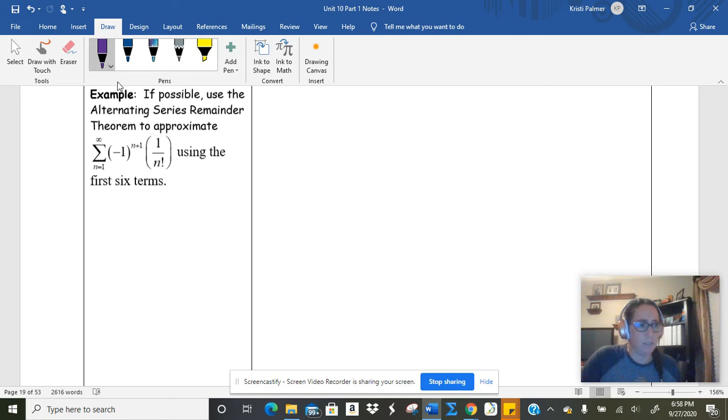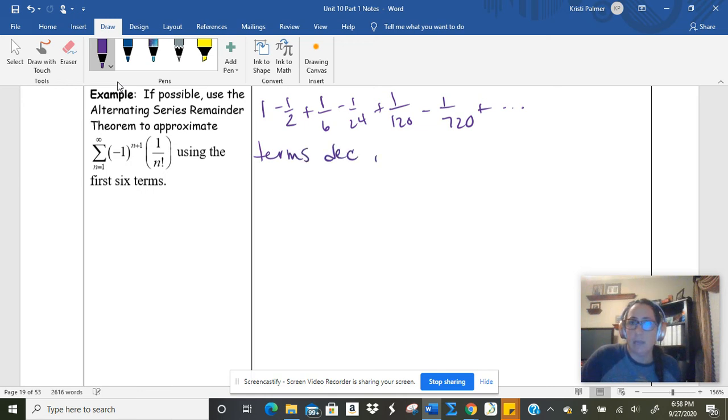So let's just write out some of the terms then. We have 1 minus 1/2, plus 1/6. 4 factorial is 24, so 1 over 24, then 1 over 120. Okay, so I can see that the terms decrease in absolute value to 0. So we know that this is a converging alternating series.